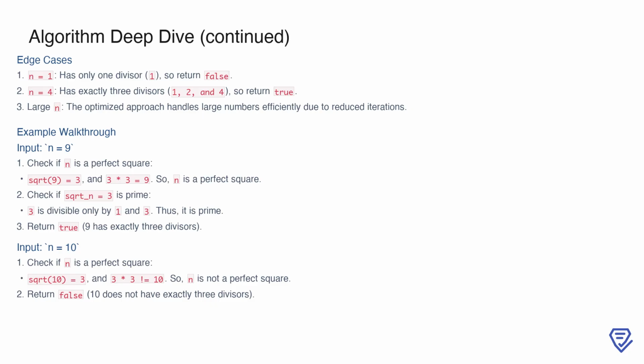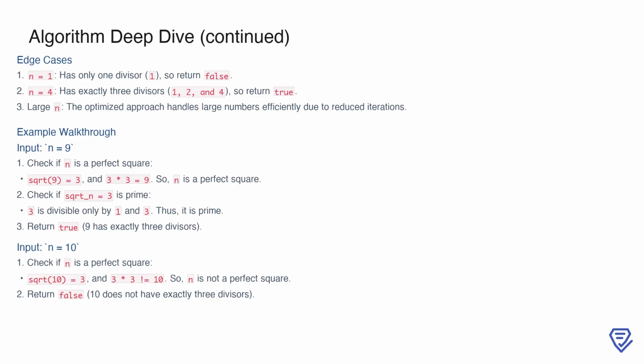For example, if n equals 1, it has only one divisor, so the function should return false. If n equals 4, it has exactly 3 divisors: 1, 2, and 4, so the function should return true. For large values of n, the optimized approach is capable of handling the input efficiently due to its reduced number of iterations. To illustrate the algorithm, let's walk through 2 examples.